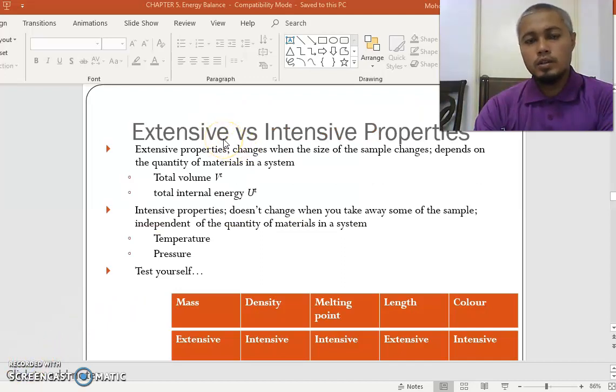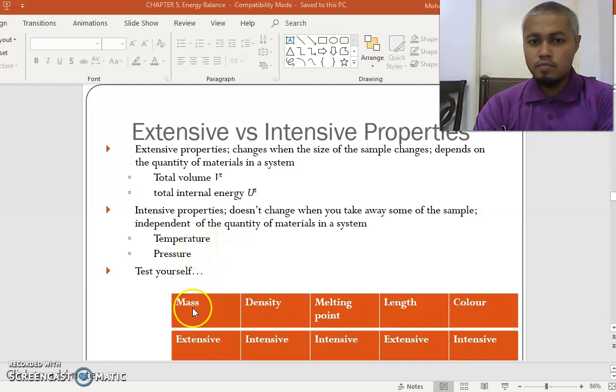Now we go to the next slide: extensive versus intensive properties. We have learned that for extensive properties, if we take something from the system, the value of the parameter we are observing will be different, such as total volume and total internal energy. Whereas for intensive properties, if you take some amount from the system, the parameter value will be the same, such as temperature and pressure.